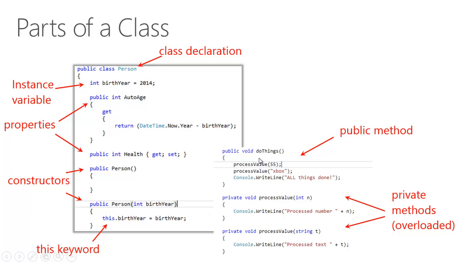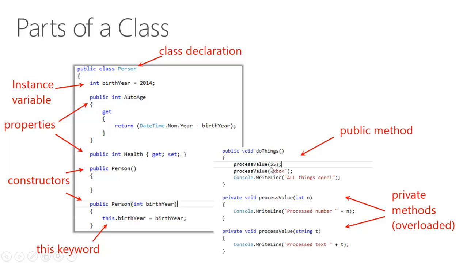On the right here, we have a public method followed by two private methods. Only the public method can be accessed from outside this class. In this case, the public method calls the two private methods, which happen to have the exact same name. This is called overloading.